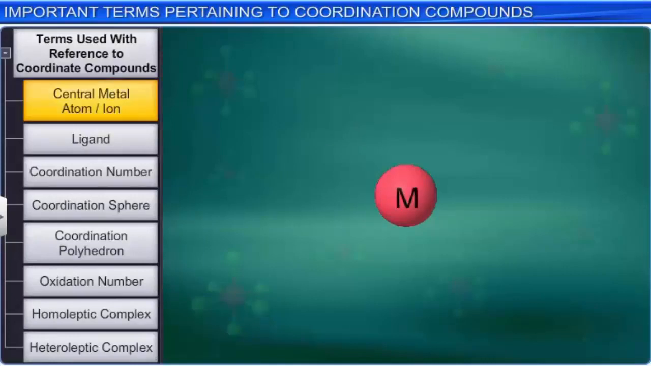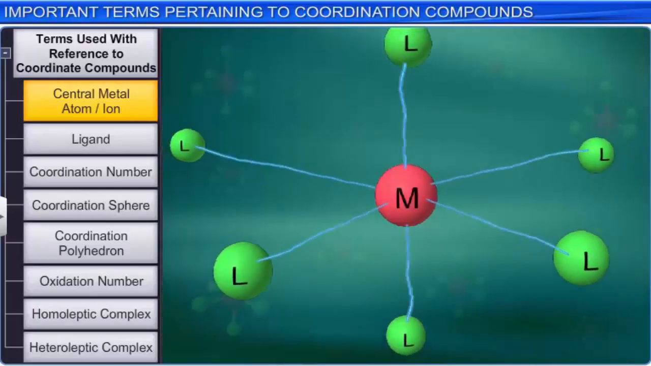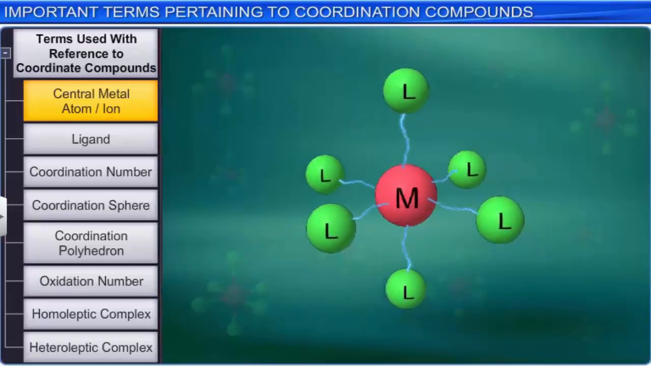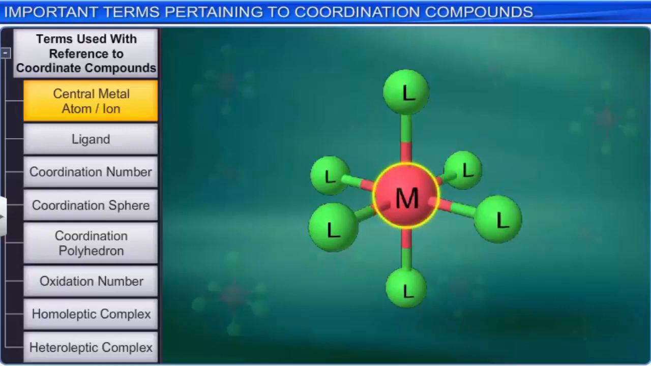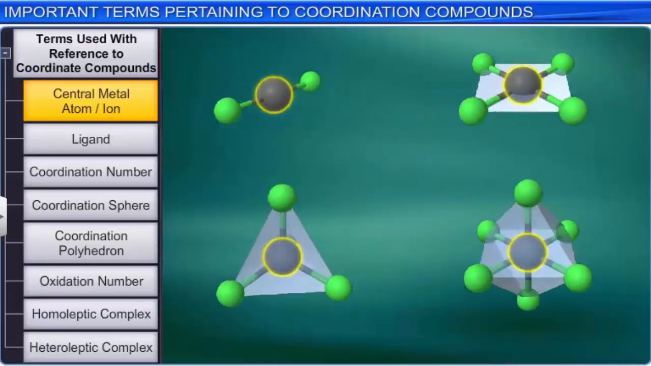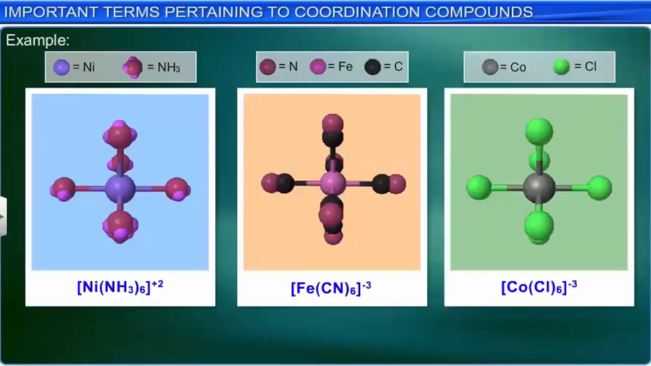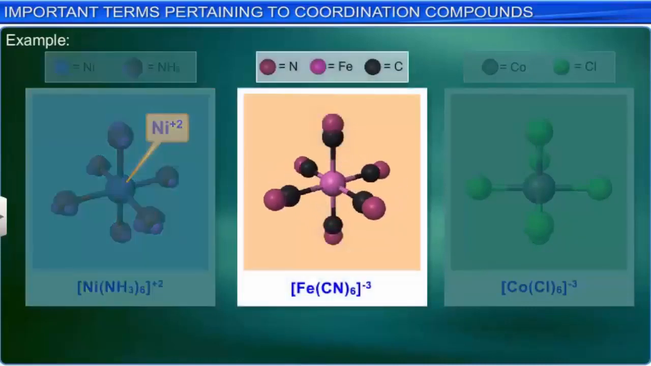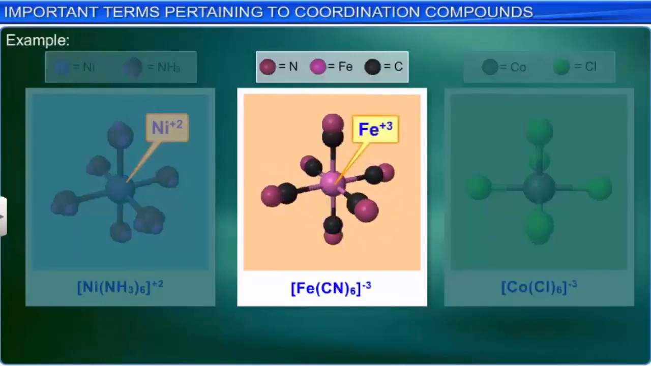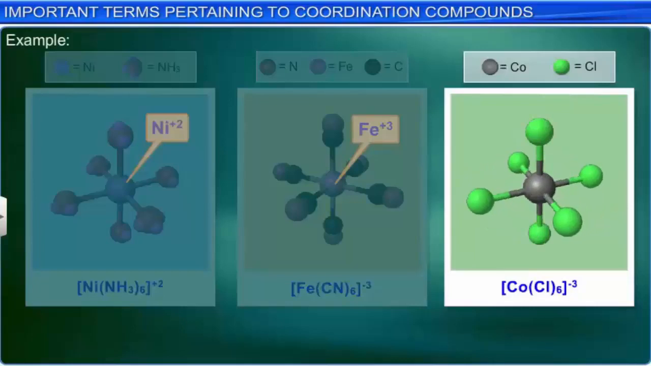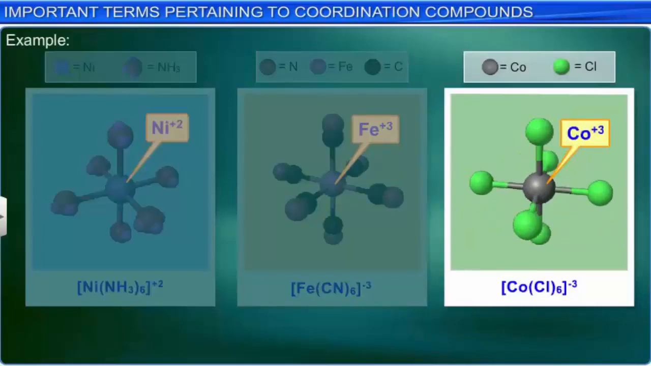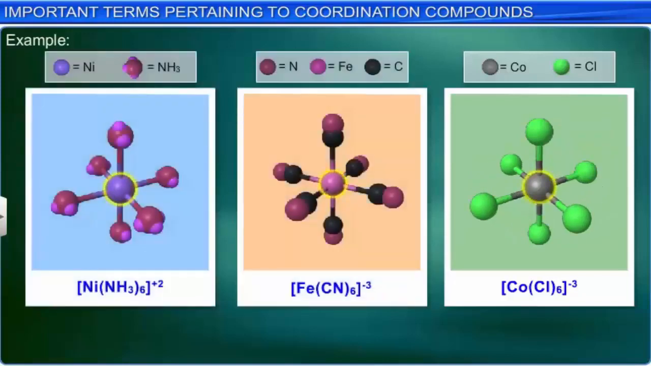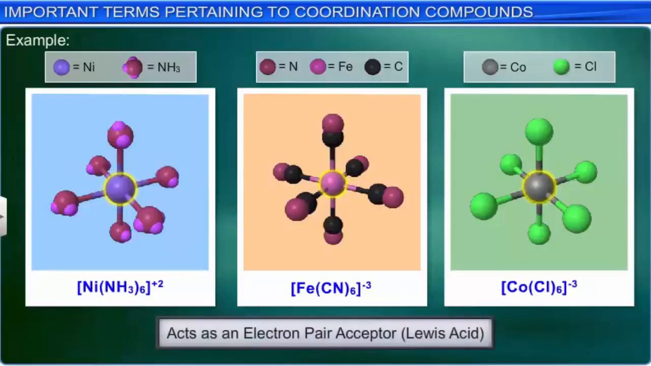The first term is central metal atom or ion. The atom or ion to which one or more neutral molecules or anions are attached in a definite geometrical arrangement around it is called the central atom or ion. For example, the central metal ion in [Ni(NH3)6]+2 is Ni+2, in [Fe(CN)6]-3 is Fe+3, and in [CoCl6]-3 it is the Co+3 ion. As the central metal atom or ion acts as an electron pair acceptor, it is also referred to as a Lewis acid.